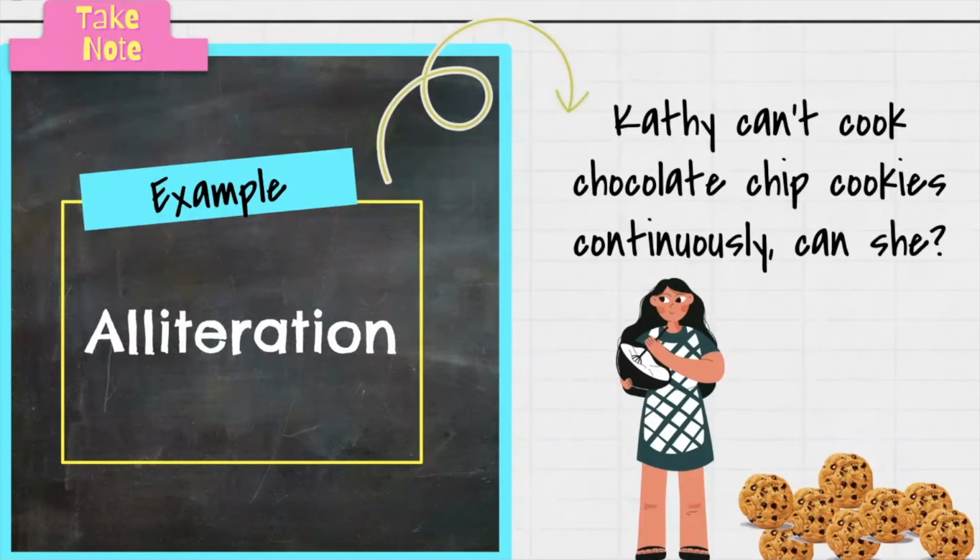Kathy can't cook chocolate chip cookies continuously, can she? There's a lot of k sounds. Even though Kathy doesn't start with a C, it still starts with that same k sound, so it would be part of the alliteration. And that's fun.